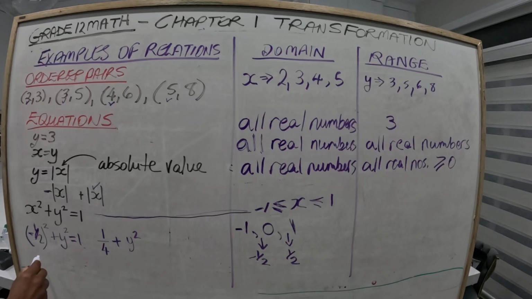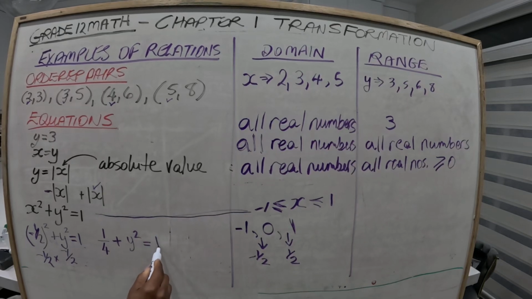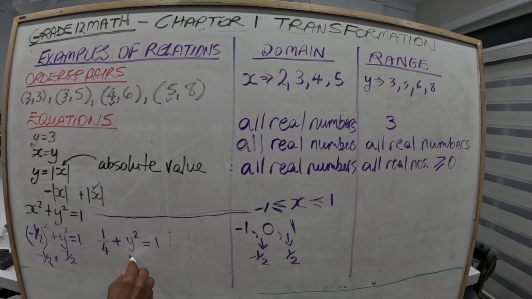And the reason why it's a quarter, remember, negative times a negative is equal to positive. Right? So negative times negative, that's equal to 1. And if you want to break it down, y squared is equal to 1 minus a quarter, which is 3/4. So y squared is equal to 3/4.